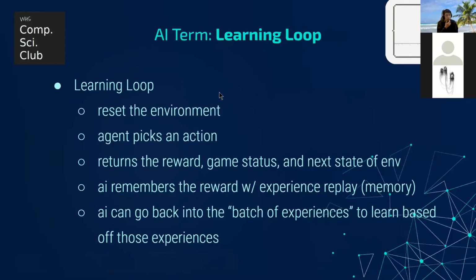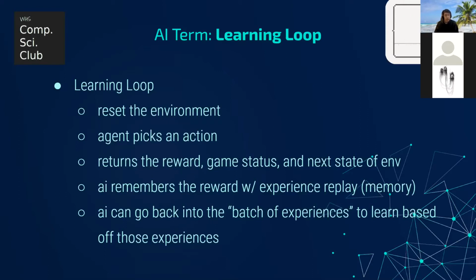And then the learning loop. It's obviously a loop. The first step it does is it resets the environment. In our case, that would be restarting the game, or clicking play on the game, same thing. And then the agent picks an action out of the three I listed earlier: running, jumping, or ducking. And then it returns the reward, the game status, and the next state of the environment. The reward we'll get to later. The game status is whether the game is still going, like if the dino collided, if the game's over, it'd be false. And the next state of the environment would probably be just the next frame.